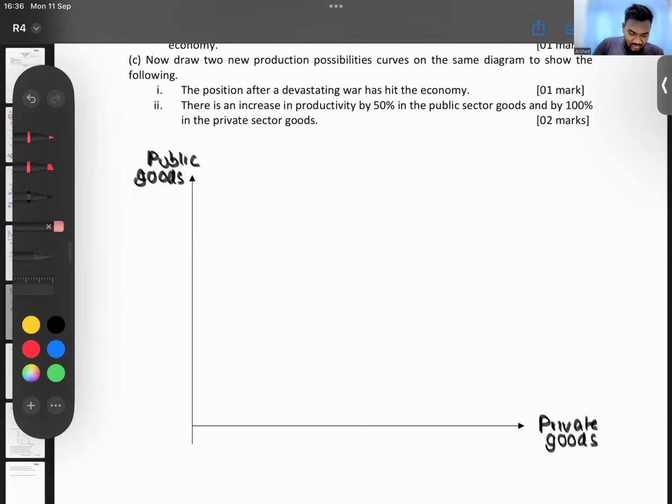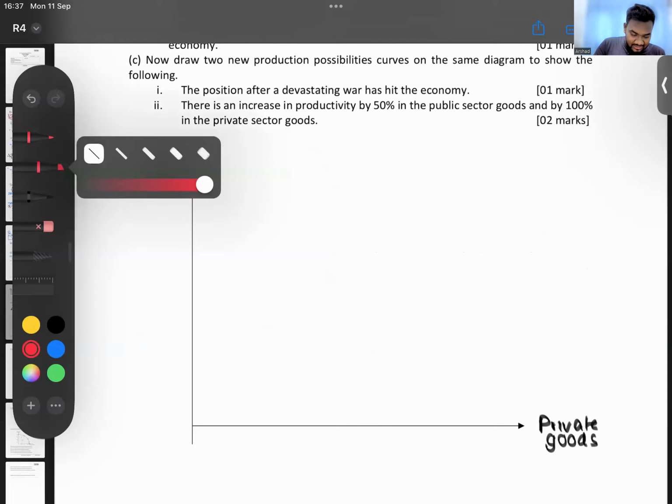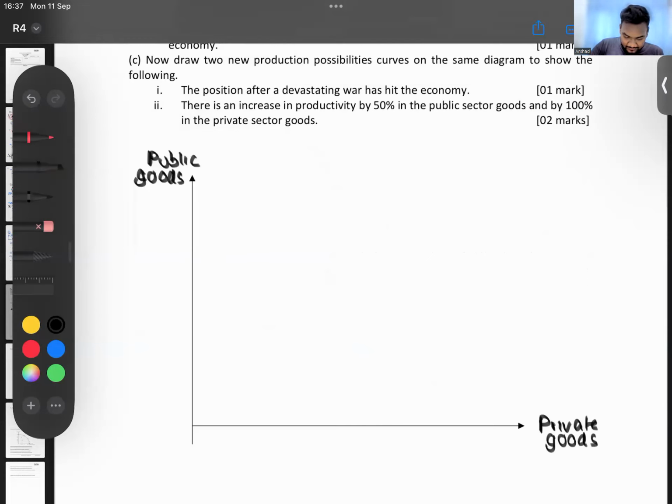Let me draw a more equal PPC. Does that look more equal? Okay, I think that's fine. So let's say currently we are at the midpoint over here, point A. You can draw a better PPC than mine, guys. I'm just drawing it this way.